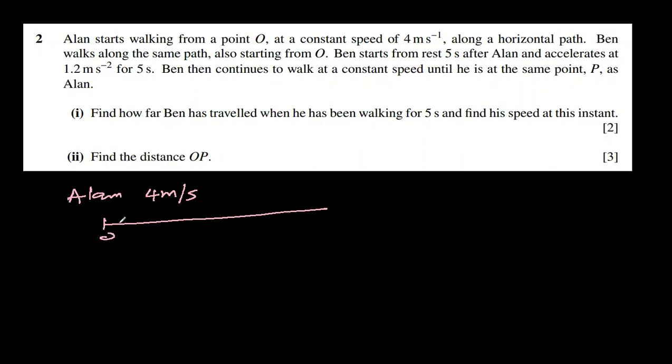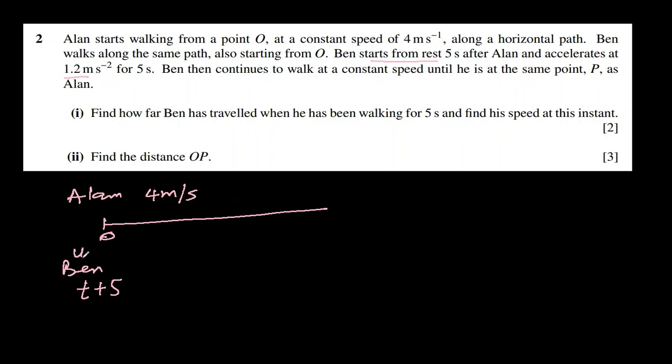Ben walks along the same path. So Ben is here, also starting from O. Ben starts from rest 5 seconds after Alan, so t plus 5. He starts 5 seconds after Alan, and accelerates at 1.2 meters per second squared. They have said he starts from rest.